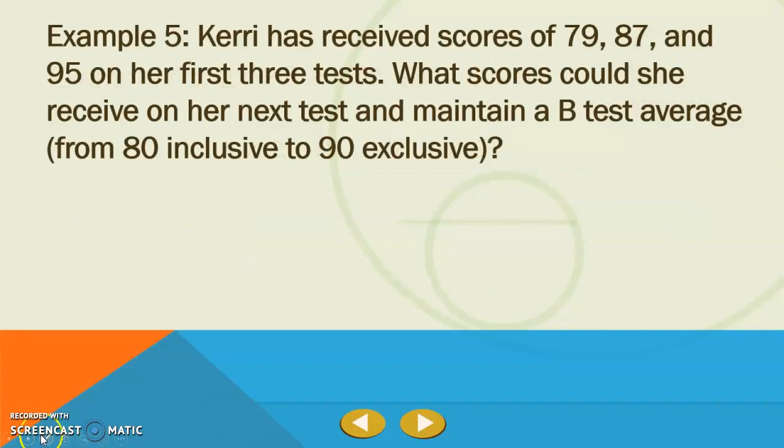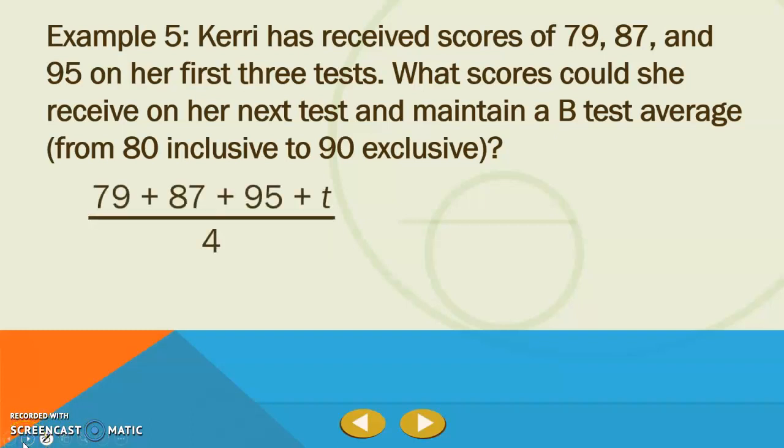Take a look at this application example. Carrie has received scores of 79, 87, and 95 on her first 3 tests. What scores could she receive on her next test and maintain the B test average? Anywhere between 80 and 90 would be a B.